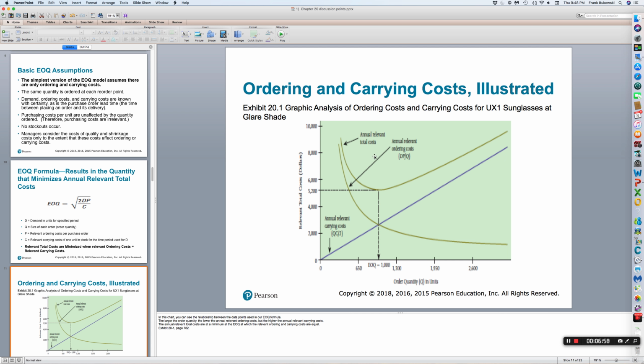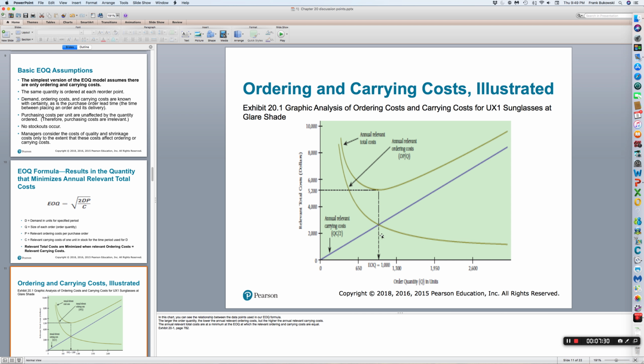Under annual relevant ordering costs, notice that Q is also in the formula, but Q is in the denominator. So in order to calculate our annual relevant ordering costs, we're going to take the demand in units, multiply by the relevant ordering costs per purchase order, and divide by Q. So as Q continues to increase, since it's in the denominator, our annual relevant ordering costs will be downward sloping. They will decrease as well.